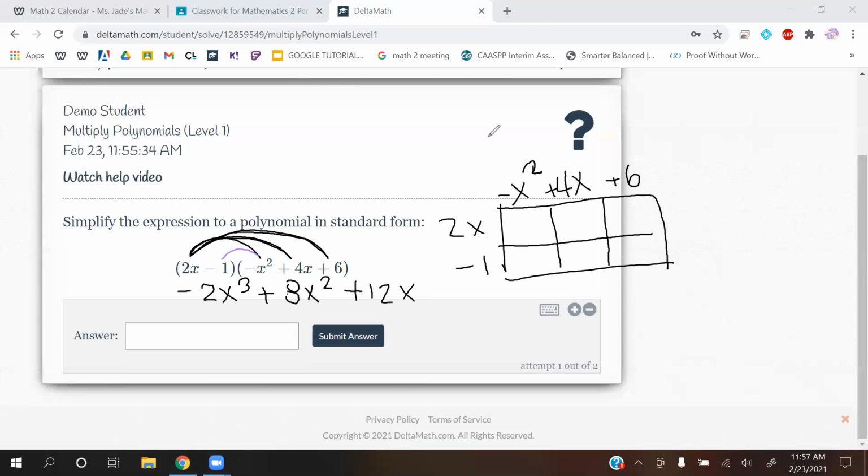Now we're going to take that negative 1 and distribute it to everything. I'm going to distribute it first to the negative x squared, and it's going to give me plus x squared. I'm just going to line it up underneath my 8x squared so that later on when I combine like terms, it looks a little bit easier for me. And then also take that negative 1 and distribute it to the 4x, giving me minus 4x. Then also distribute it to the 6, giving us minus 6.